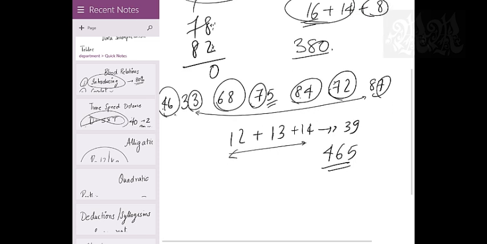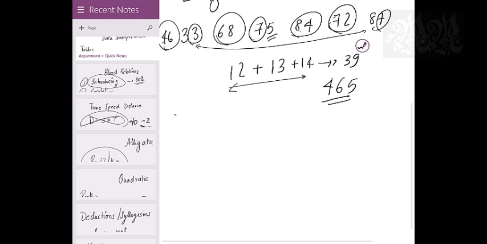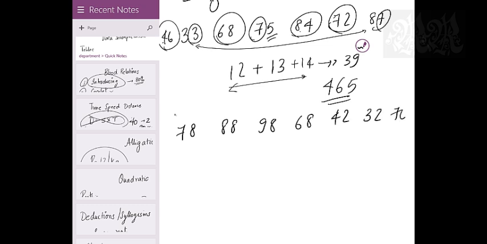Okay. Let's say, how do you add this? 78, 88, 98, 68, 42, 32, 70. How do you add these? Now, since a lot of them have an 8, just ignore the 8 for a while. We'll talk about 8 later. Let's ignore it for a bit.